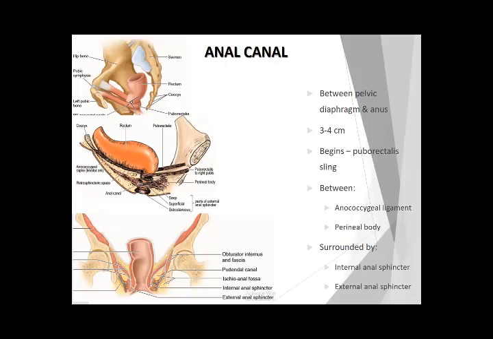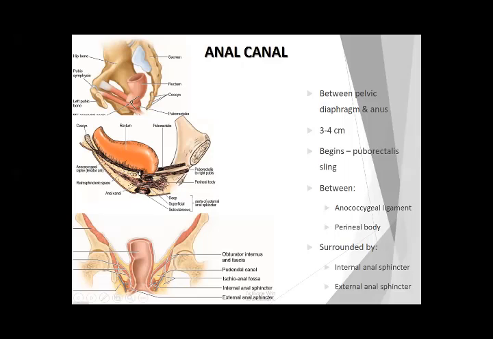Okay, so let's start with the anal canal. The anal canal is the last part of the gastrointestinal tract. This part is lying between the lower surface of the pelvic diaphragm and the anus. The total length is around 3 to 4 centimeters or 4.5 centimeters, varying from person to person, but by and large, this is the total length.